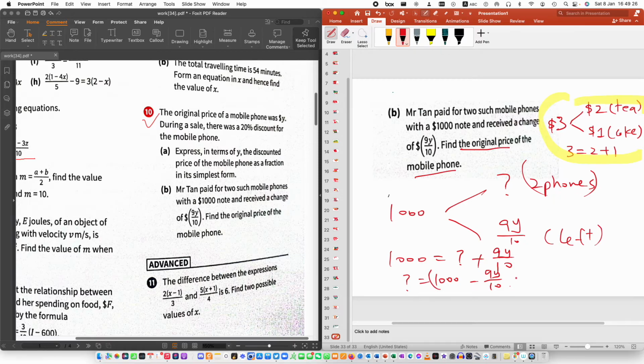So you need to take this whole thing and divide by 2. Then you get 1 phone. Just like this: if $2 is for 2, this $2 is for 4. So if $2 is for 4, 1 is how much? 2 divided by 4, right? Similarly, you take this whole thing divided by 2, then you get 1 phone. So how do you do this? Divide by 2.